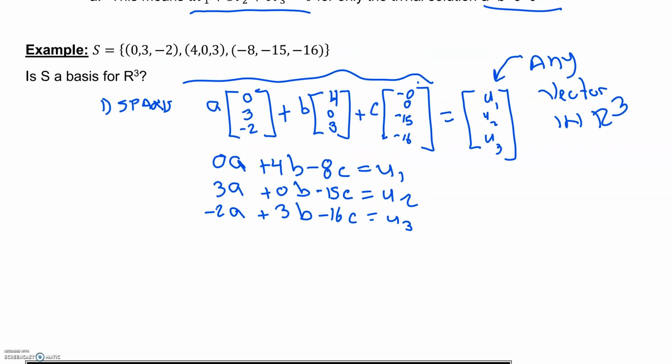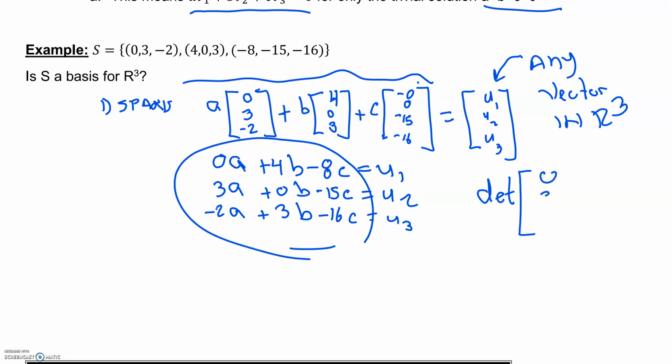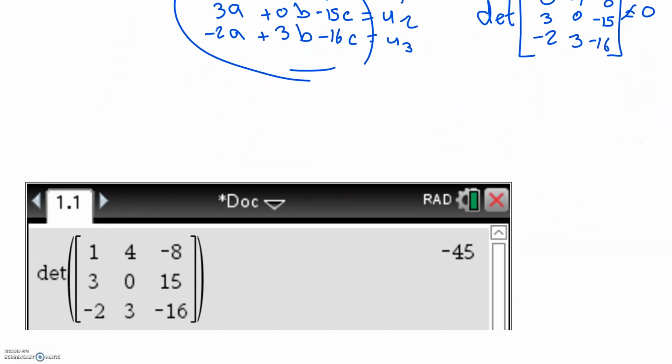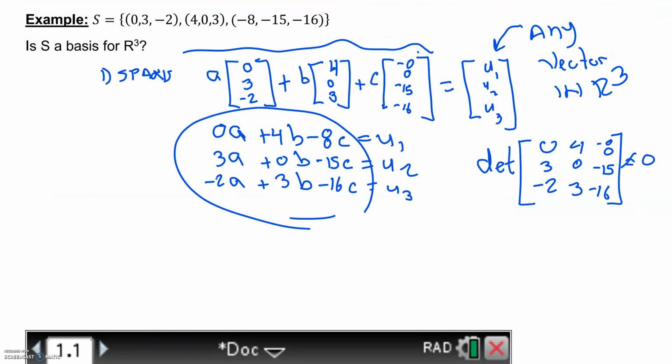Well, there will be a solution for this if the determinant of the coefficient matrix doesn't equal 0, right? If it does equal 0, it means there's no solution. Well, I've already run this on the calculator, and sure enough, the determinant's negative 45. So that means the determinant does not equal 0. So yes, there's a solution for this. So we are a spanning set.